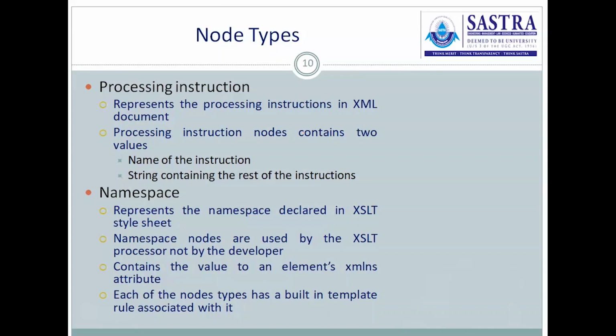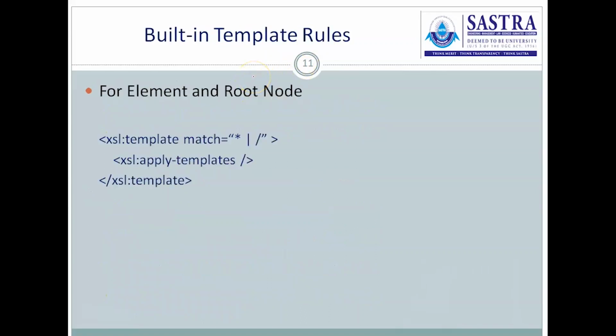And then each of the node types has a built-in template rule. Each node type is associated with a built-in template, which by default is followed for the creation and accessing of nodes of the respective type. What all the built-in templates are available, we will see now.